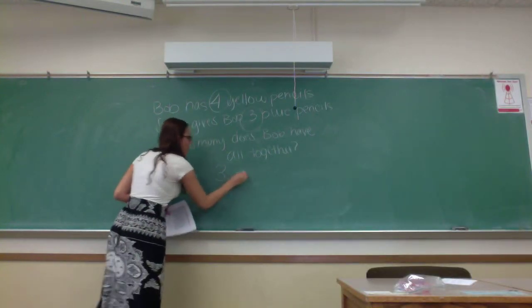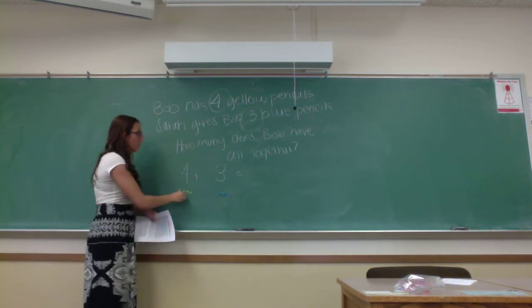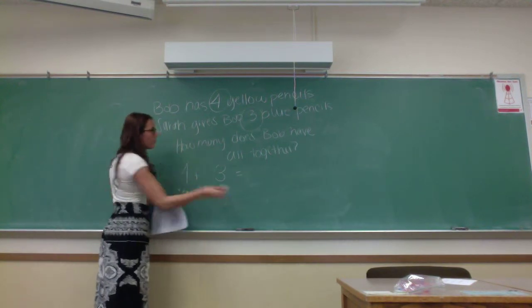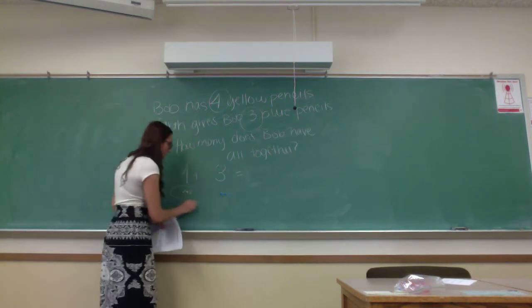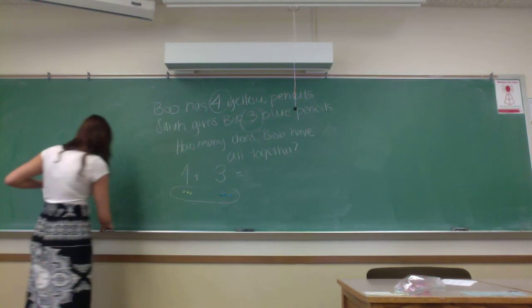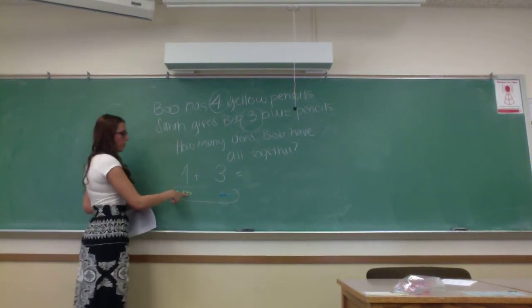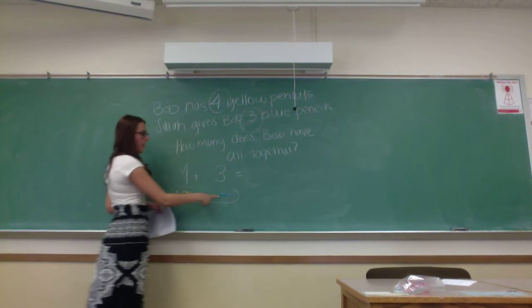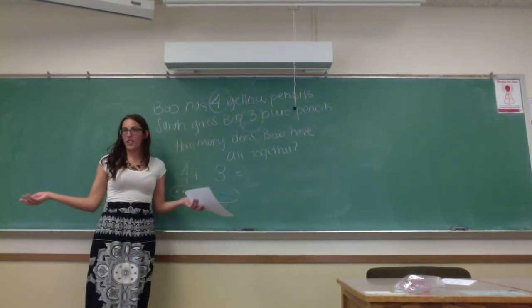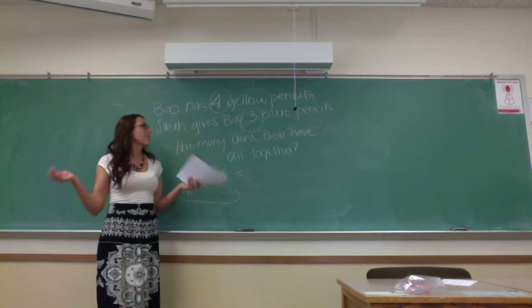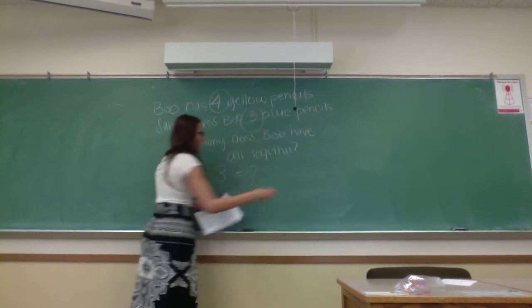So now we have a problem right here. We have 4 plus 3, and we have 4 manipulatives for our 4 yellow pencils, and we have 3 blue for our 3 blue pencils. So let's all count together how many manipulatives we have. 1, 2, 3, 4, 5, 6, 7. So what's 4 plus 3? 7. So how many pencils does Bob have all together? 7. Very good, class.